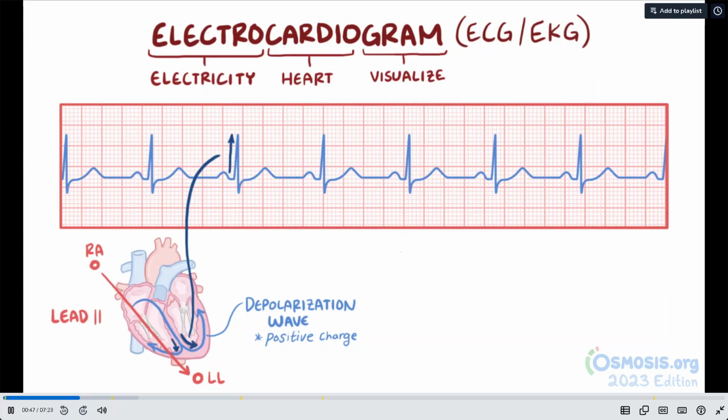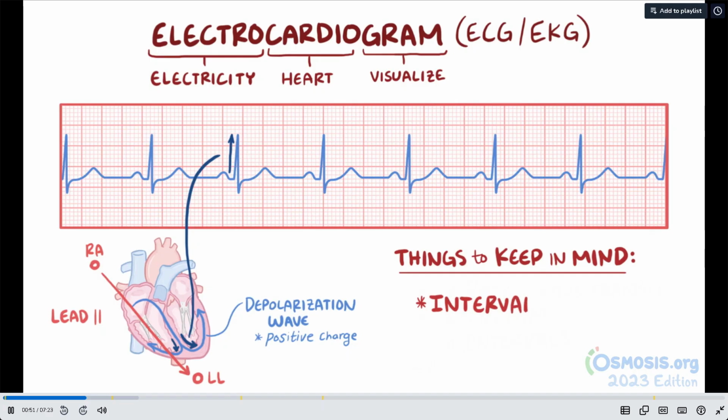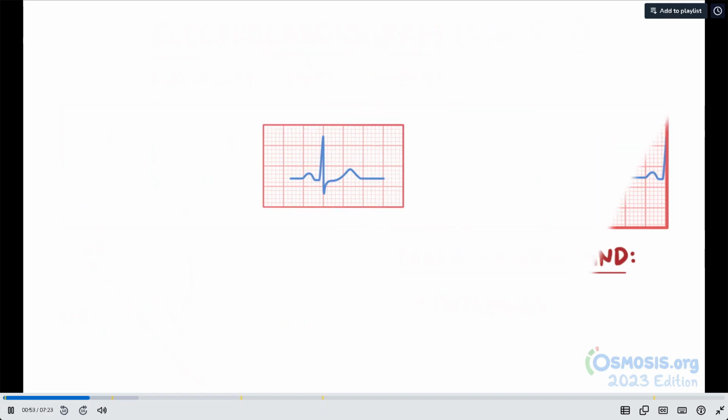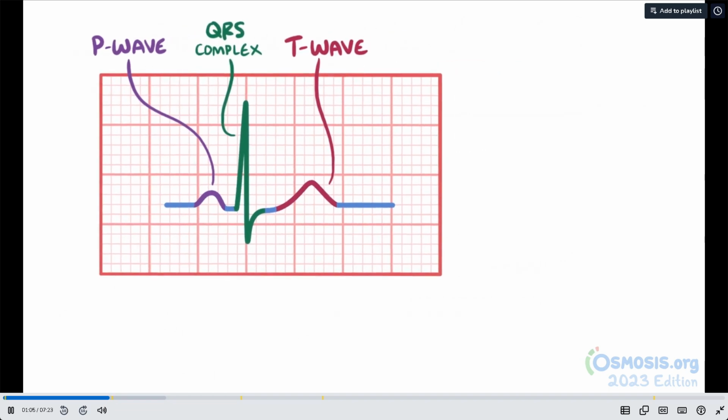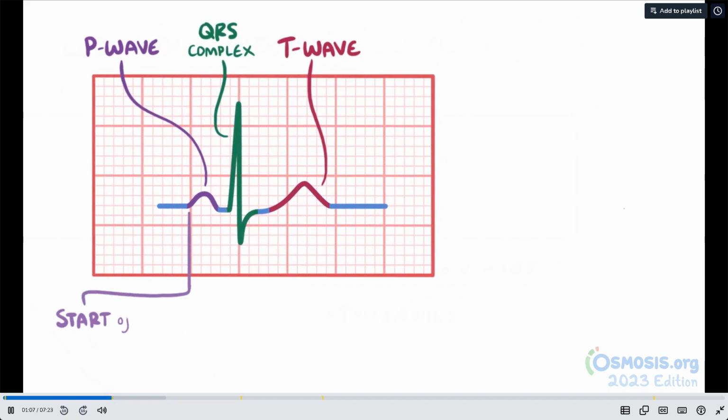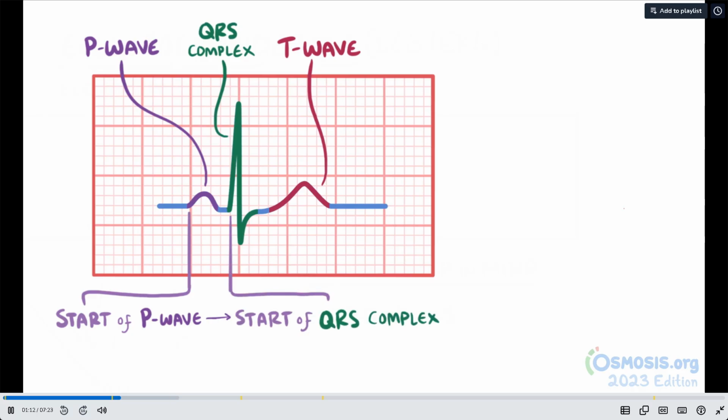To read an ECG, there are a few key elements to keep in mind. And one of those things is looking at the intervals. In a typical waveform, there's a P wave, a QRS complex, and a T wave. In addition to that, though, there are certain intervals like the PR interval, the QRS complex itself, and the QT interval. The PR interval spans from the beginning of the P wave to the beginning of the QRS complex, and it represents the time from the beginning of atrial depolarization to the beginning of ventricular depolarization.